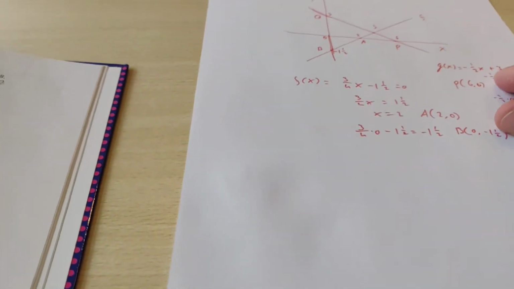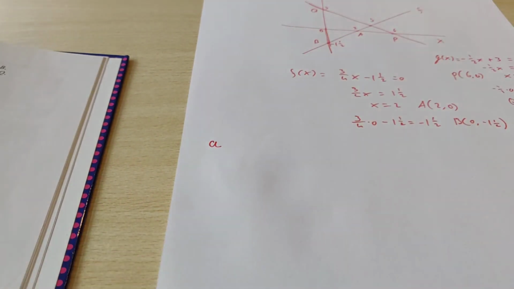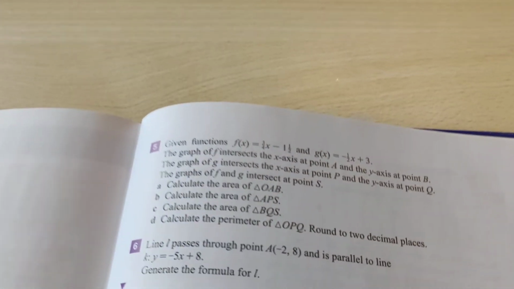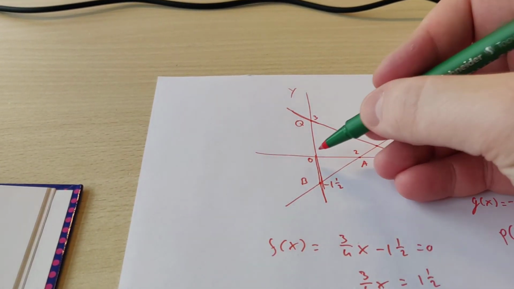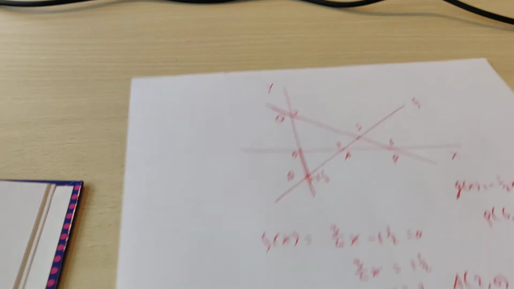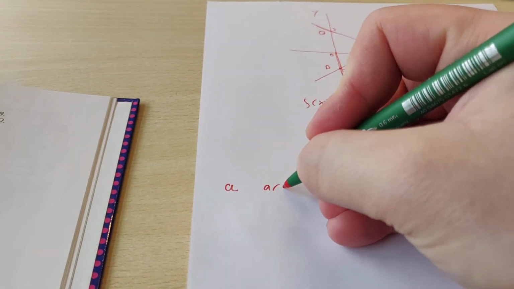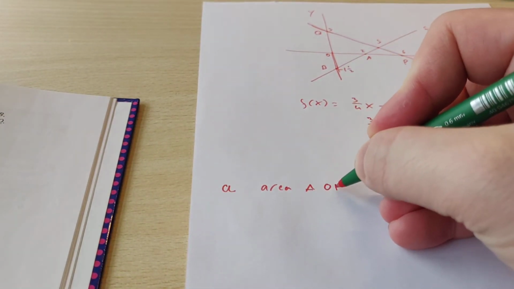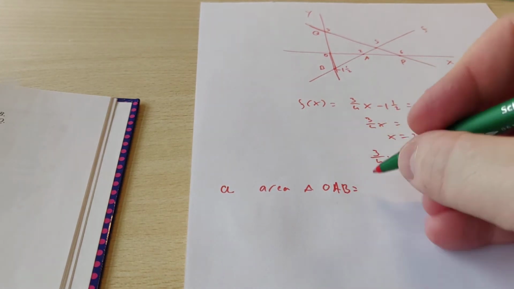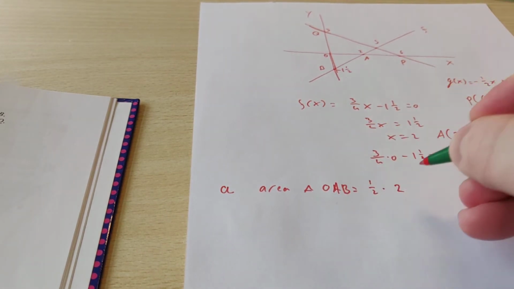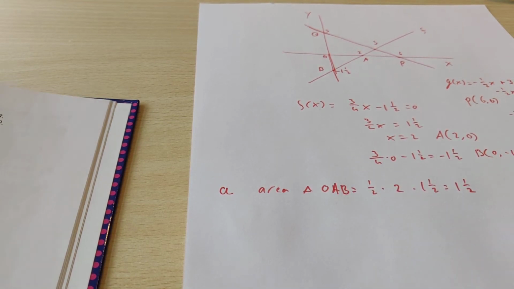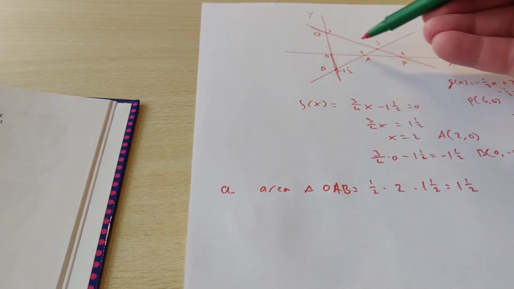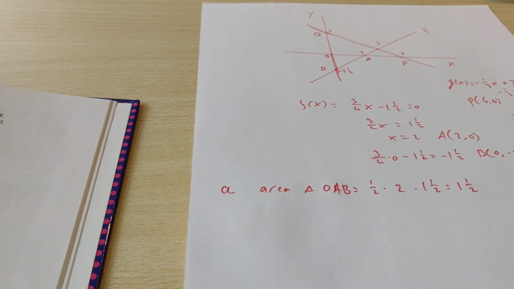So now finally, once we've done all of this work, we can just calculate question A, which is to calculate the area of triangle OAB. If you take a look over here, this length is 2, this length is 1.5, so the area of triangle OAB is 1/2 times this side, which is 2, times the height, which is 1.5. So this is 1.5, that's the area. You do 1/2 times side times matching height, and that is it.